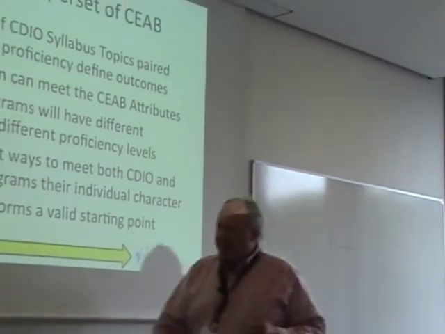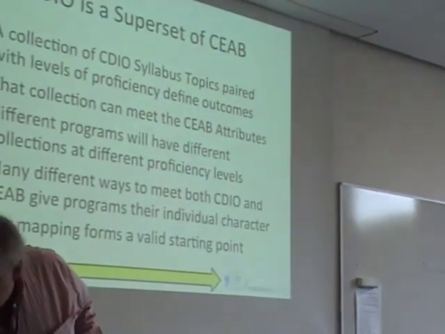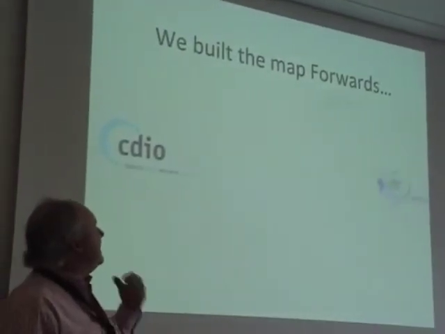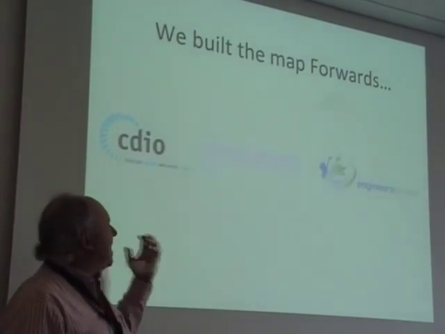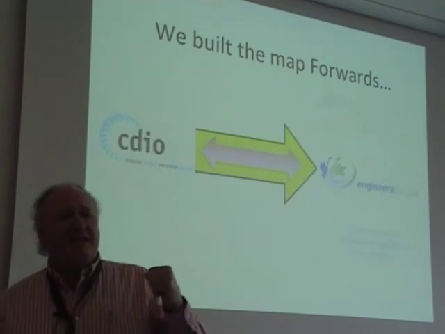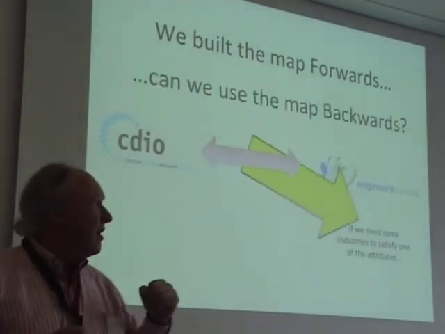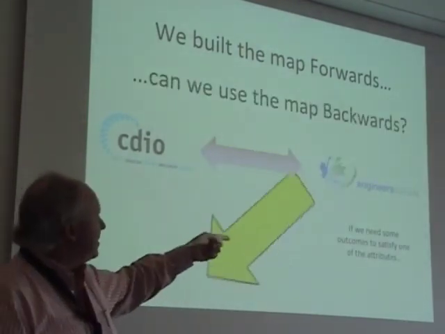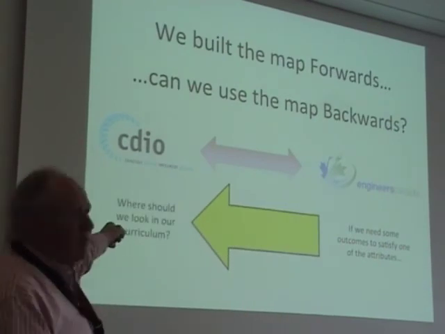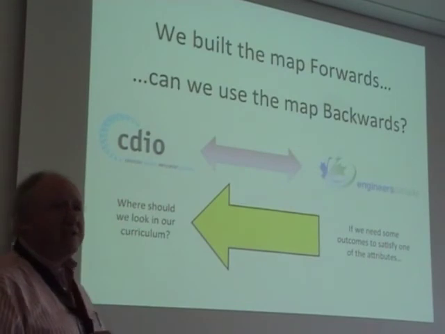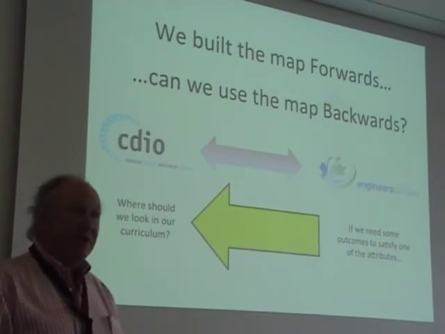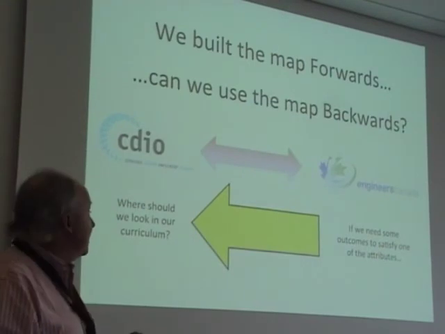And that brings me to the conclusion of the first part, the part I was looking for as the mapping paper. And now we're going to try and see if we can move forwards and take the mapping and turn it around into something useful. If we know we need some outcomes to satisfy some attributes, where can we go and find those in our existing curriculum rather than creating new curriculum in response to CEAB?